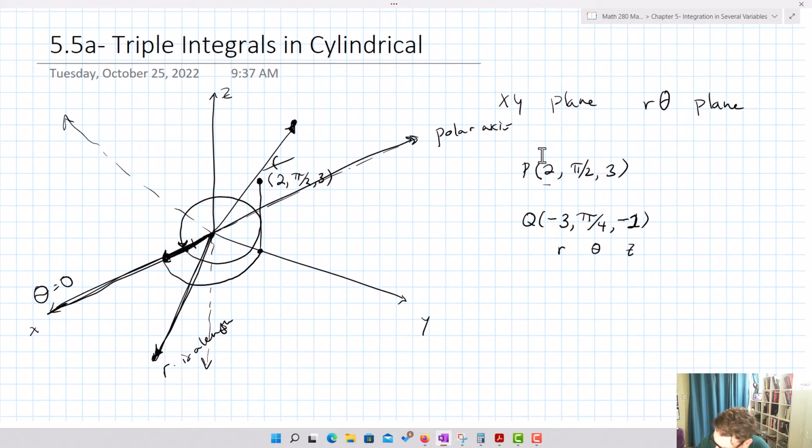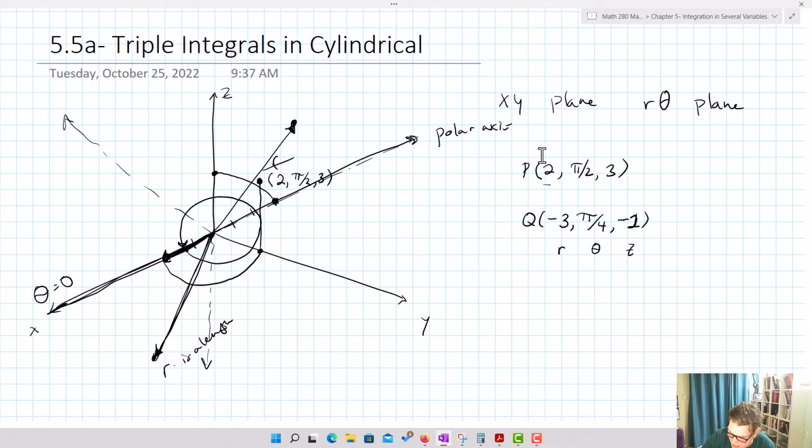So r is going to go negative 3, so that means that we're going to go in the negative direction. Just imagine that we're going kind of backwards. So there's r equals negative 3. I'm now going to go pi over 4. So what that's going to look like is I'm going to go halfway through here. So it's kind of sitting there behind the z-axis.